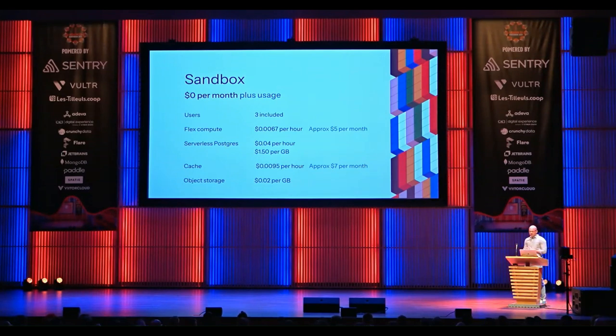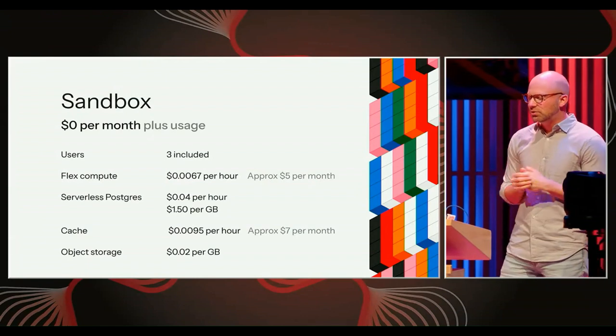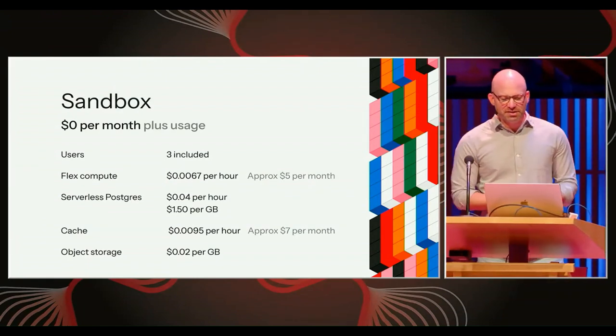3 users can be included in your organization on the sandbox plan. Flex compute usage pricing starts at just a little over a half penny per hour, which comes out to approximately $5 a month. Serverless Postgres starts at 4 cents an hour. Caches start at just about a penny an hour. And object storage starts at 2 cents per gigabyte. This is our usage-based pricing for the sandbox plan.